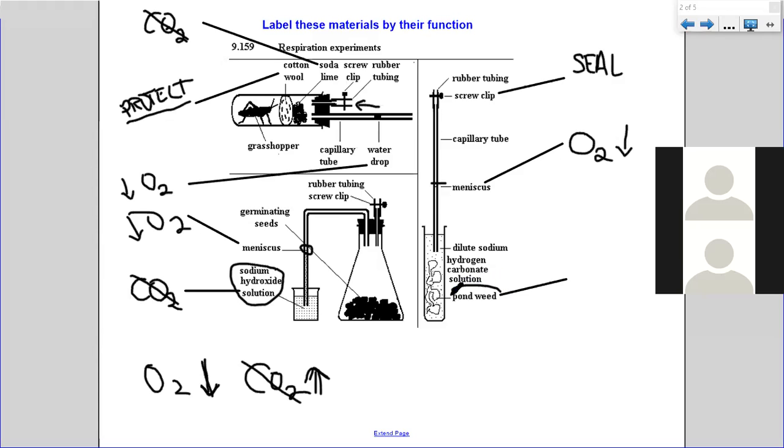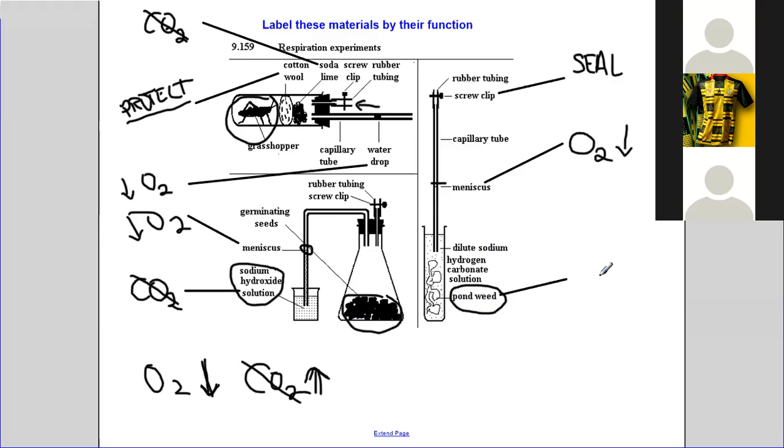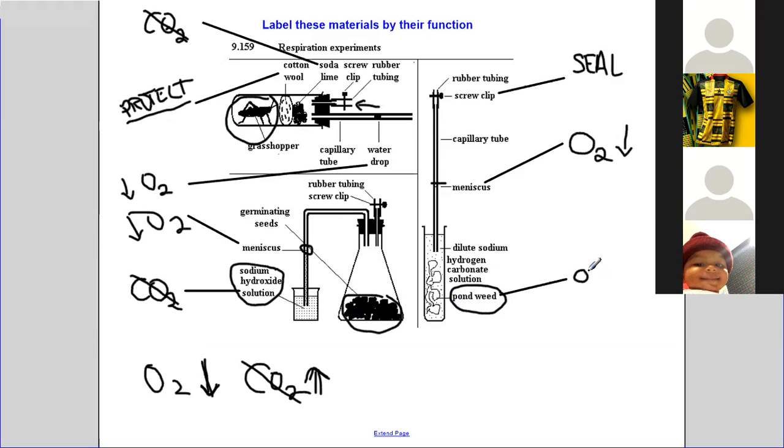So pondweed, what is this going to be? Over here I had seeds. Over here I had a grasshopper. What is my pondweed going to represent? Let's go to our beautiful friend, Carlos Alvarez. I'm assuming it has to do something with the carbon dioxide. It's going to produce carbon dioxide, and that carbon dioxide is going to react with the hydrogen carbonate, basically baking soda here. But what? Keep looking.